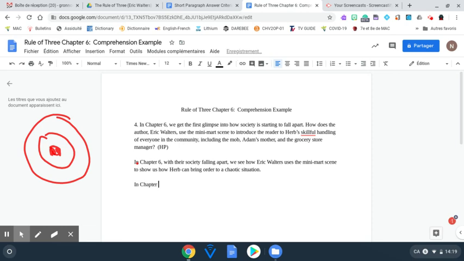In chapter 6, with their society falling apart, we see how Eric Walters uses the mini mart scene to show us how Herb skillfully handles the mob, Adam's mother, and the grocery store manager.